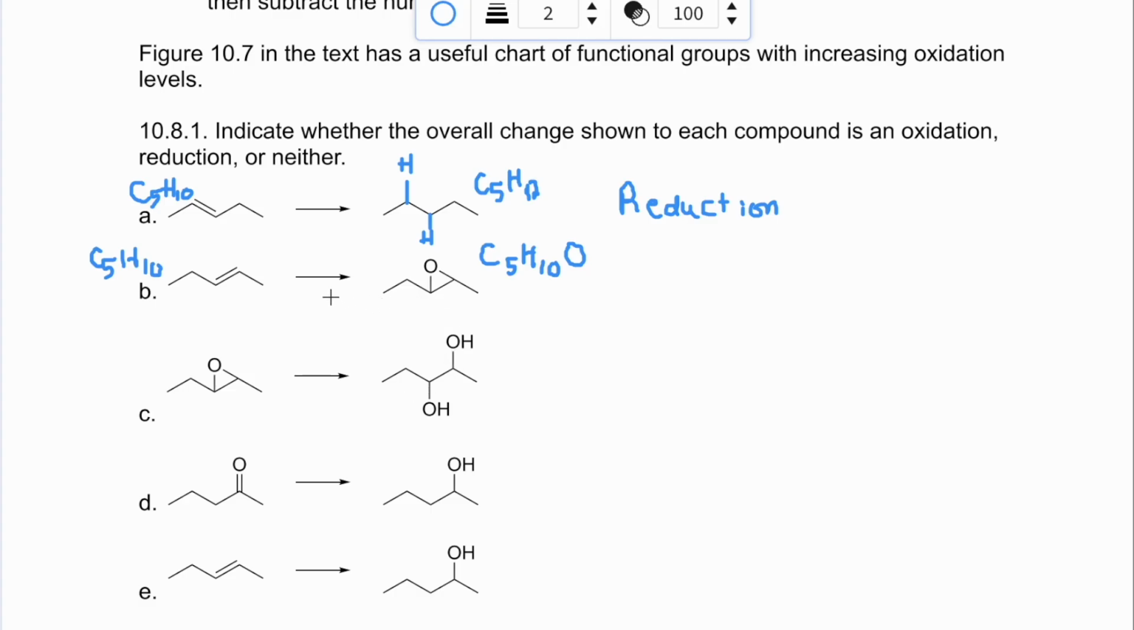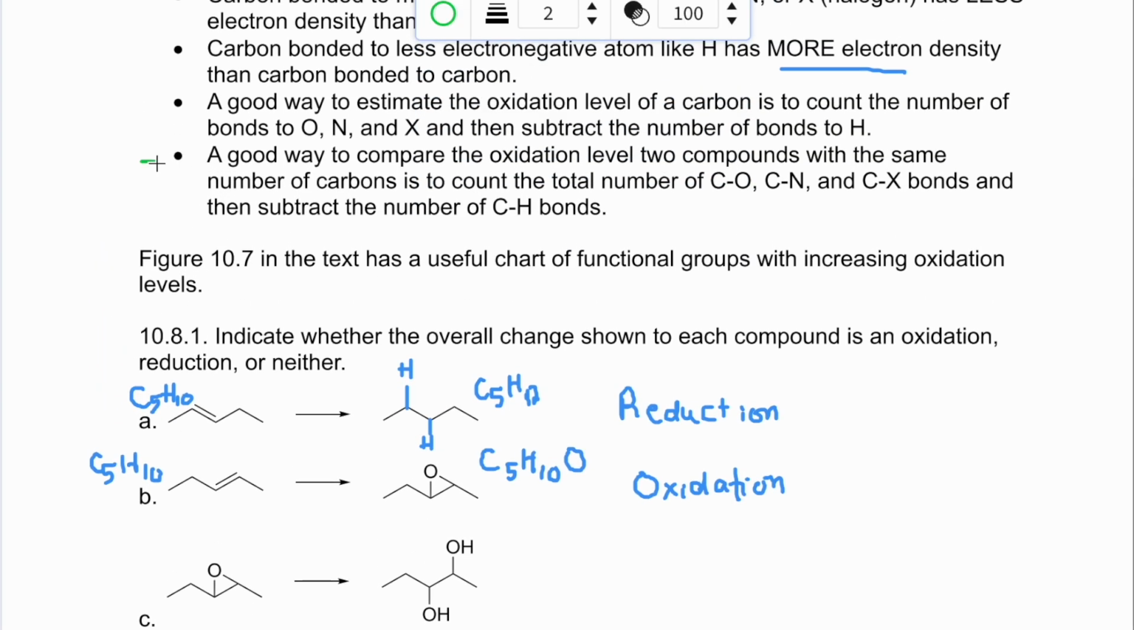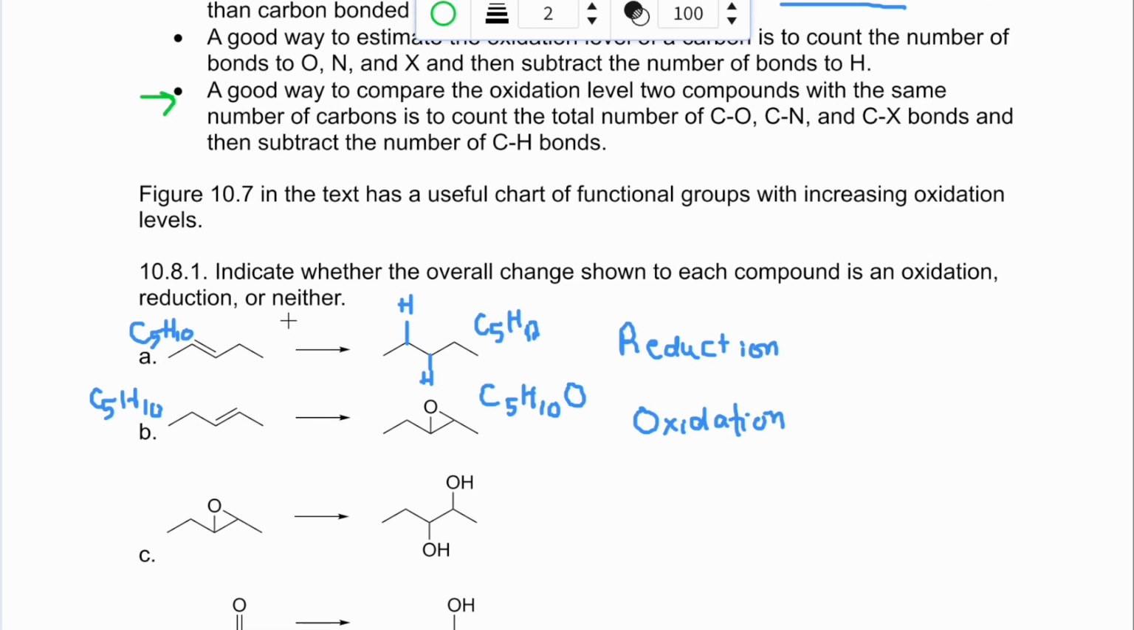All right, for this next transformation, we have the same number of hydrogens in the product, so we have the same number of carbon-hydrogen bonds, but we have some new carbon-oxygen bonds that have been added here. Since we are adding carbon-oxygen bonds, that is definitely an oxidation. If we wanted to, we could actually figure out the numbers, like it said over here, to compare the oxidation level of overall compounds.